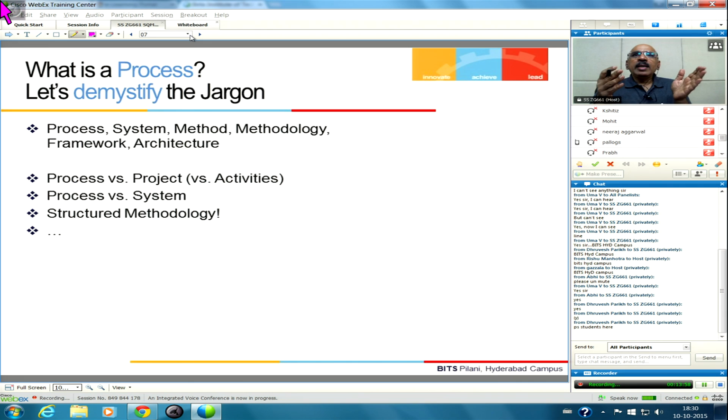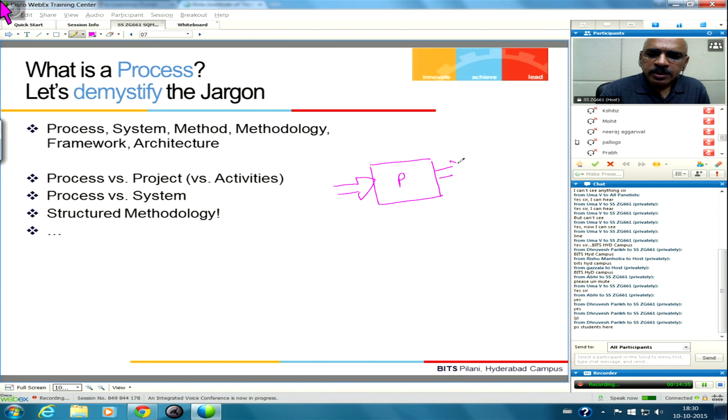So basically, at the outset, whenever you hear the word process, remember that the process is a structured sequence of activities which, when performed in a particular defined sequence, converts some raw materials. For example, imagine a process as something like a black box. You have raw materials, something is input to the process, and the process is delivering some output.